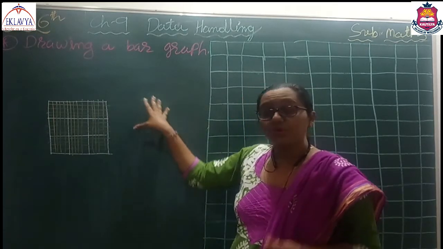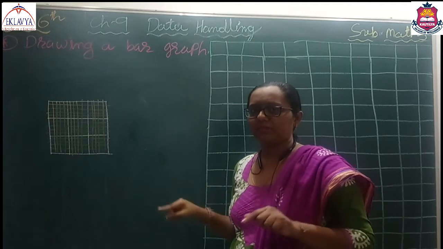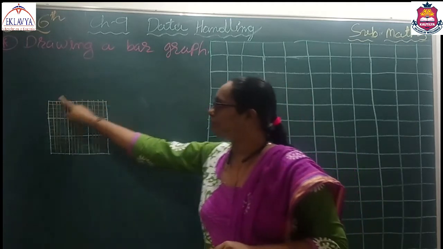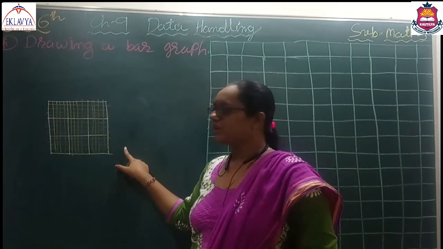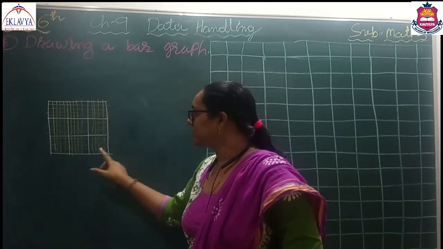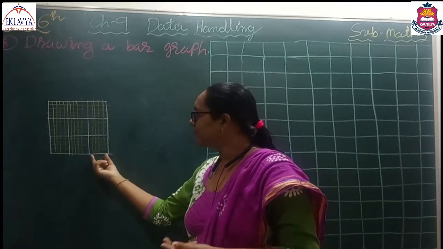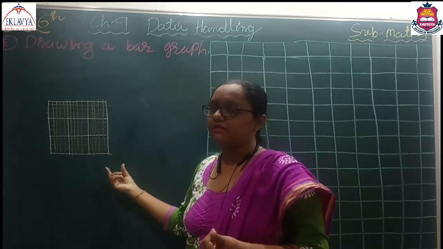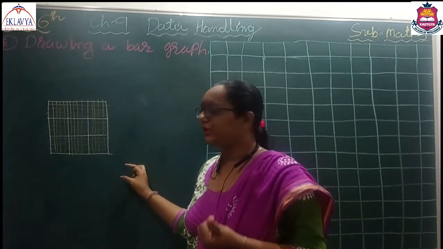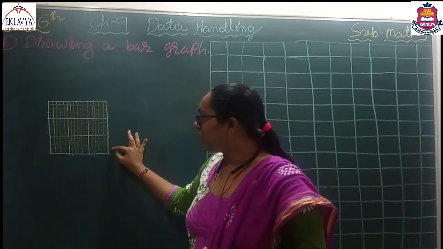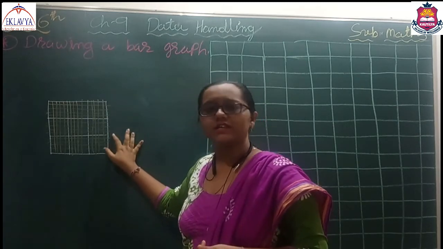So you know the bar graph. This is the type of bar graph paper you have. When you are drawing, you know there are two types of bar graph paper available: one unit is equal to 5 and one unit is equal to 10. That is, one box has 5 lines or 10 lines.